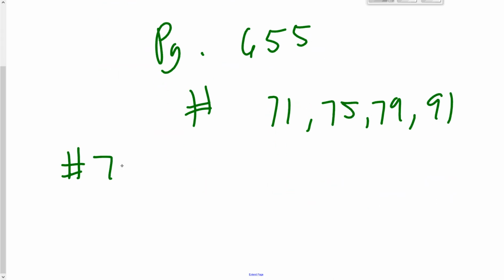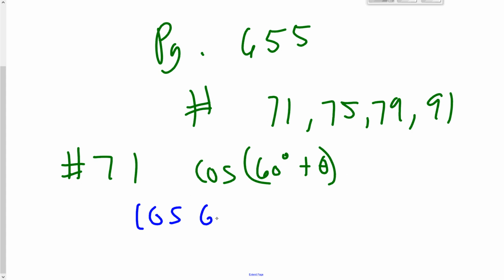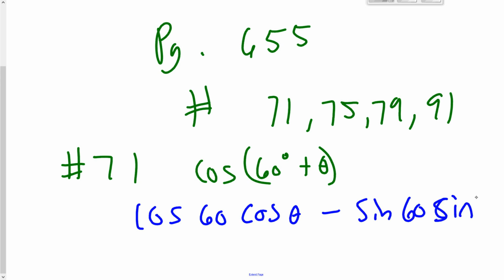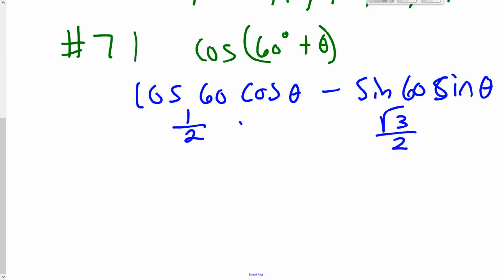So here is number 71. So here's cosine of 60 plus theta, so writing in terms of theta. Cosine, cosine, sine, sine. The signs are different, so I need another sign here. And then cosine of 60 is 1/2, and that means sine of 60 is √3/2. Bring down the cosine of theta, because we don't know that. Bring down the negative there, subtraction.